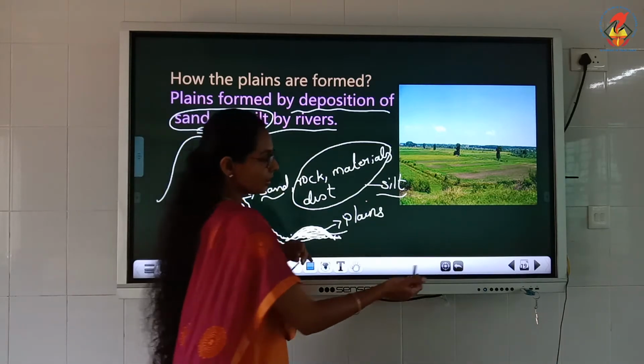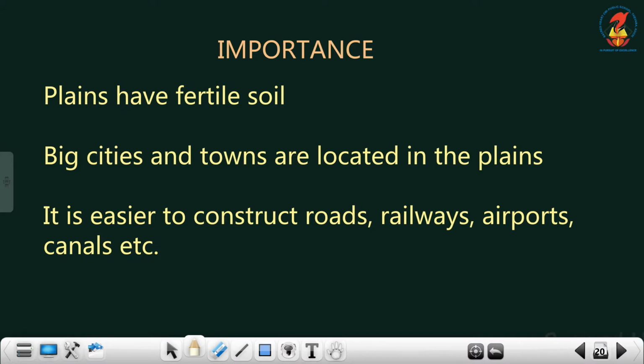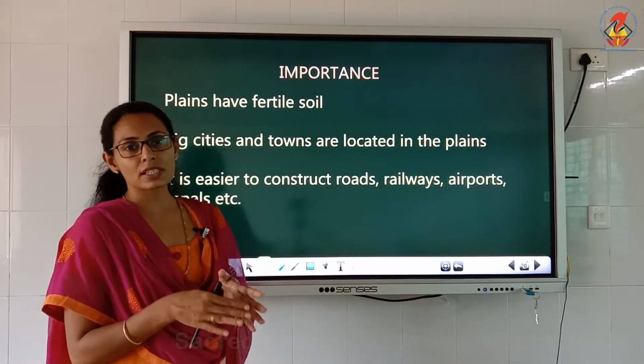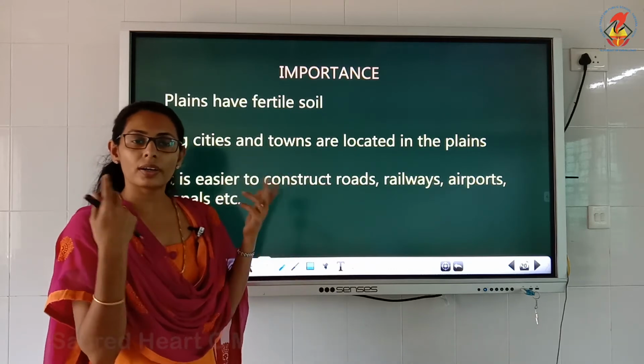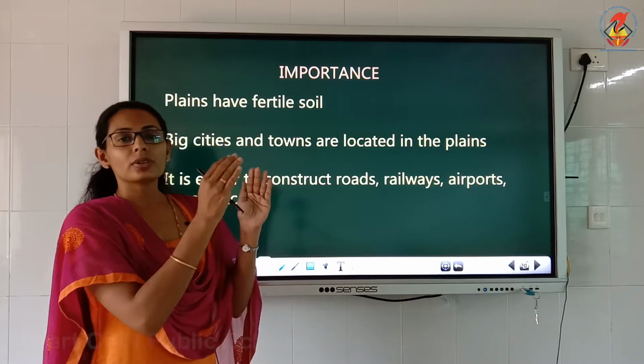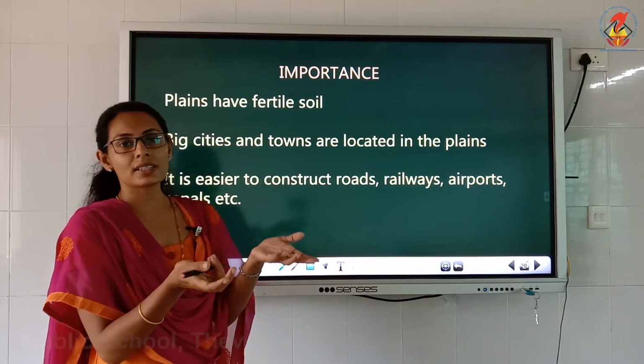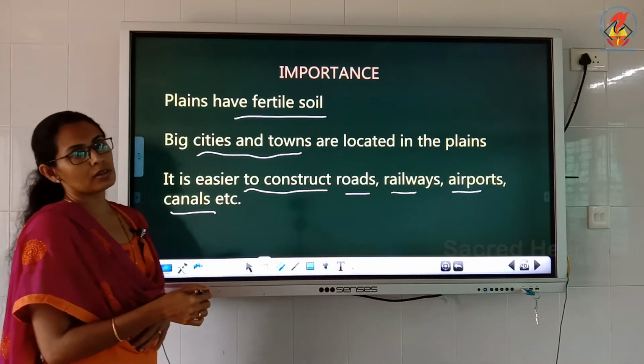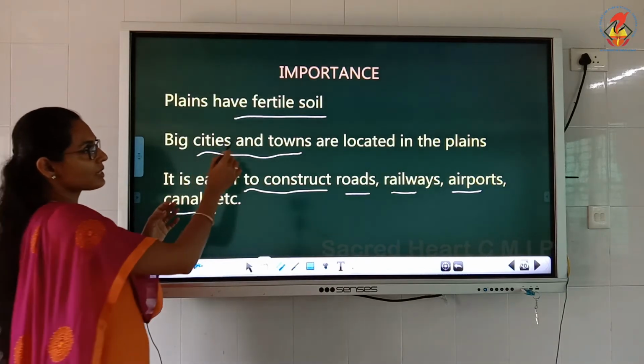Clear, children? Now next is, what is the importance of the plain? The rivers carry sand and silt, and because of the rivers the plains are formed. We already studied this last year. That sand and silt is a fertile thing. So the plain soil is very fertile, and almost all the big cities and towns are located in the plains. Then it is easier to construct roads, railways, airports, and also canals. So mostly people also live here. Okay, so it is very fertile soil.